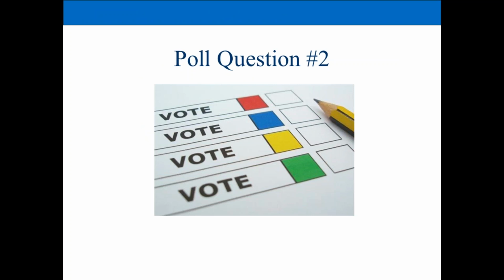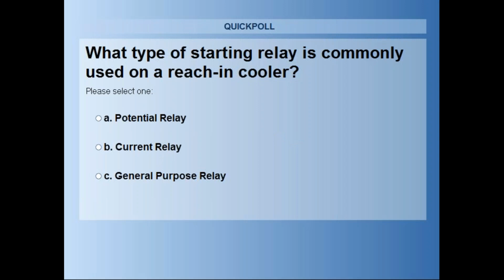All right, Kim, I sped it up there a little bit, so now we're ready for the second poll question, if you want to go ahead and launch that. All right. And that question is, what type of starting relay is commonly used on a reach-in cooler? Is it A, potential relay, B, current relay, or C, general purpose relay? So if you would, go ahead and place your votes. And we'll give it just a couple more seconds for everyone to get those votes cast, and then we'll share the results and correct answer.